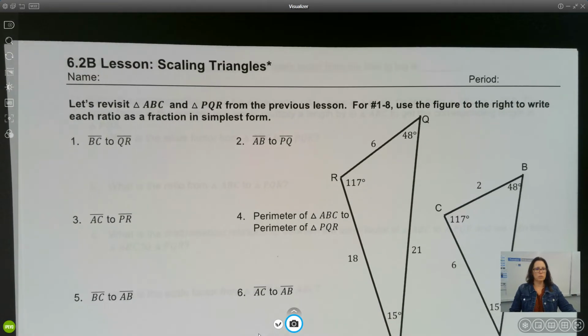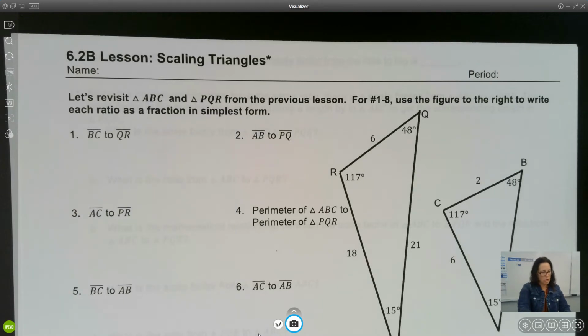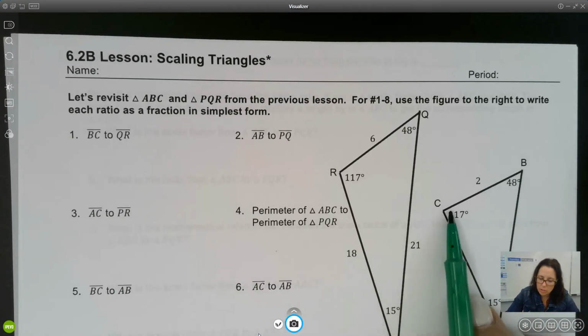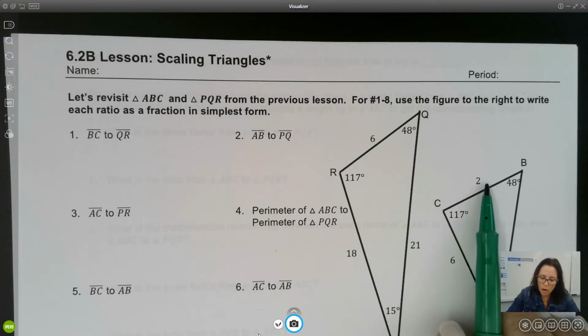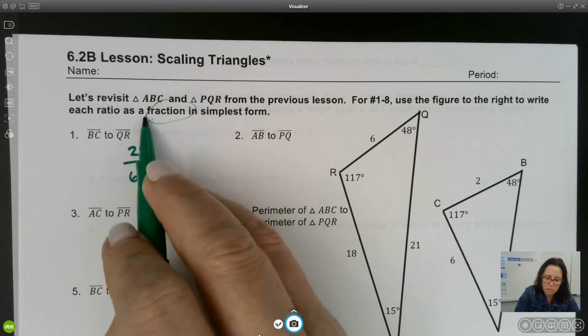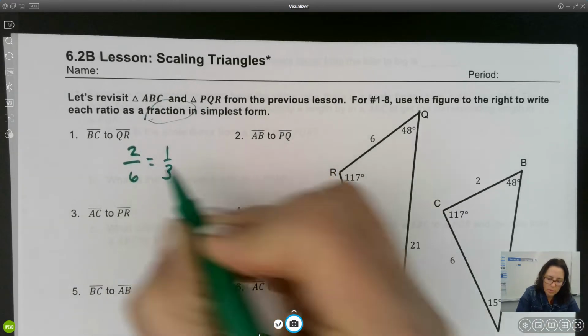Alrighty, so 6.2b lesson, we're looking at scaling triangles. For the very first few, it says, let's revisit triangle ABC and PQR from the previous lesson. For number 1 through 8, use the figure to the right to write each ratio as a fraction in simplest form. All right, so BC has a 2 by it. QR has a 6 by it. So 2 to 6, it says write it as a fraction. And then in simplest form, 1/3.